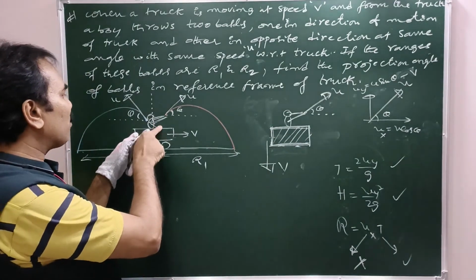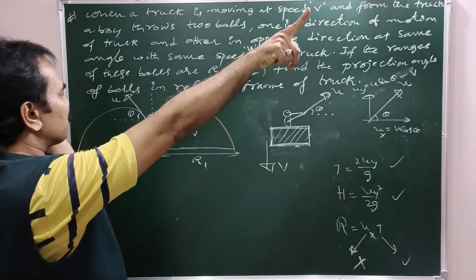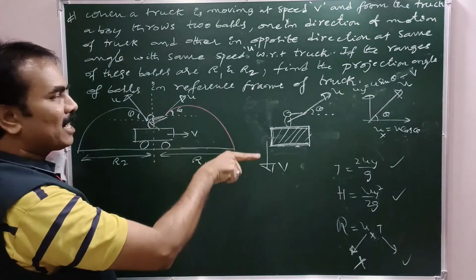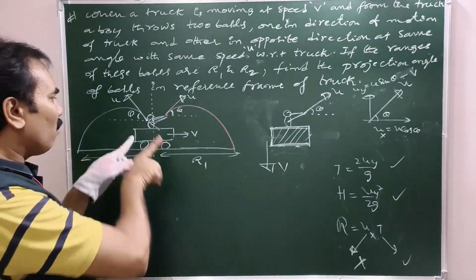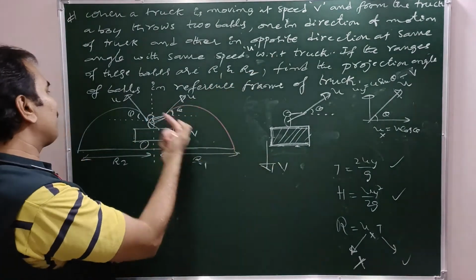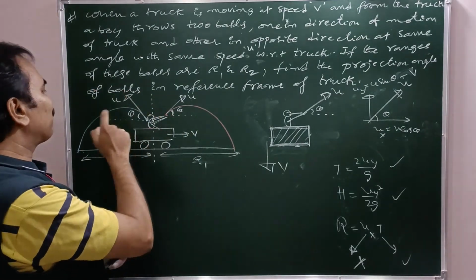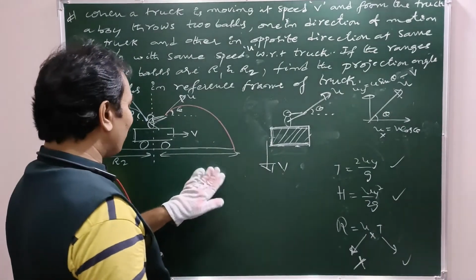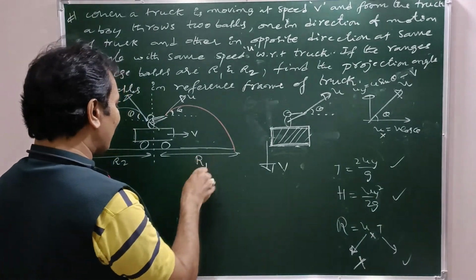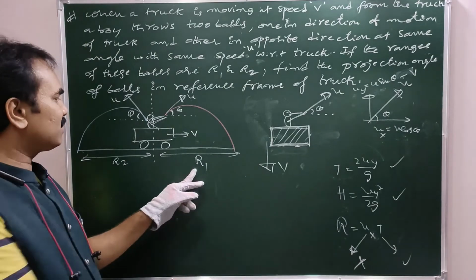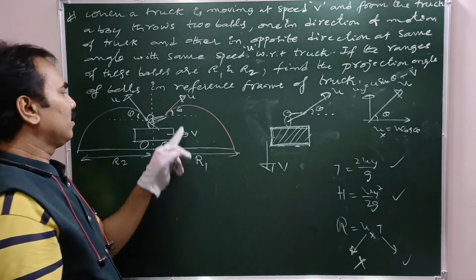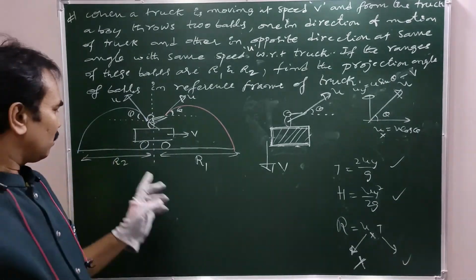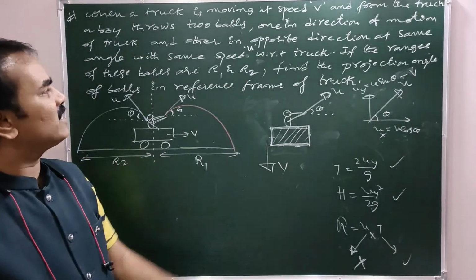From this moving truck, one boy throws two balls with the same speed u at the same angle of projection theta with the horizontal but in different directions. One is in the direction of motion of the truck, another is opposite to the direction of motion of the truck, as shown. The ranges covered by the two balls are R1 and R2 respectively.